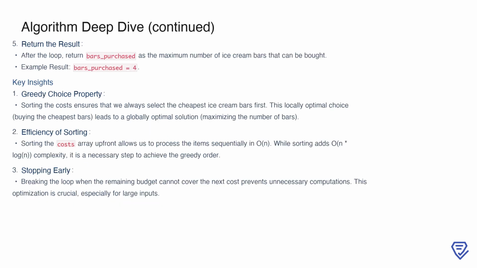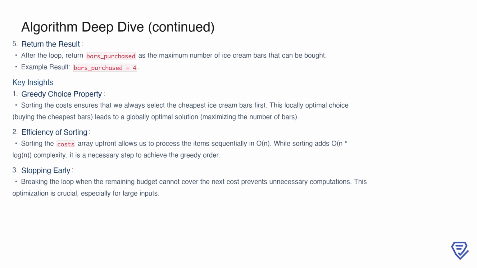After completing the iteration, the final step is to return the value of bars_purchased, which represents the maximum number of ice cream bars that can be bought. In the example we just walked through, the result is 4, as that's the maximum number of bars we could afford with the given budget.